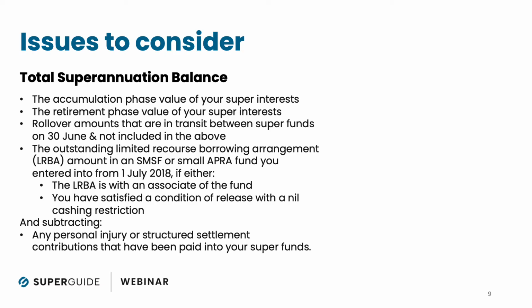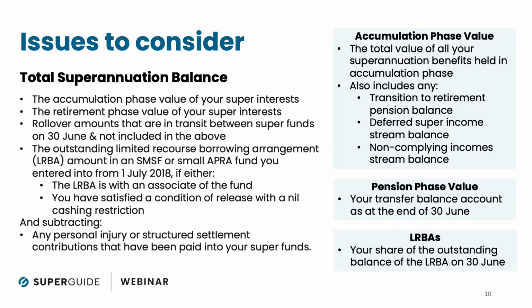That proportionate amount of that outstanding loan also gets added in under the total super balance. Once we've worked all that out, we can then take off any amounts which have been contributed to the fund under a personal injury or structured settlement. I'll take you through that in more detail here.